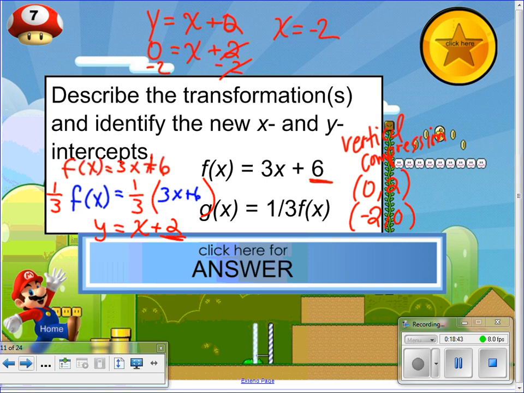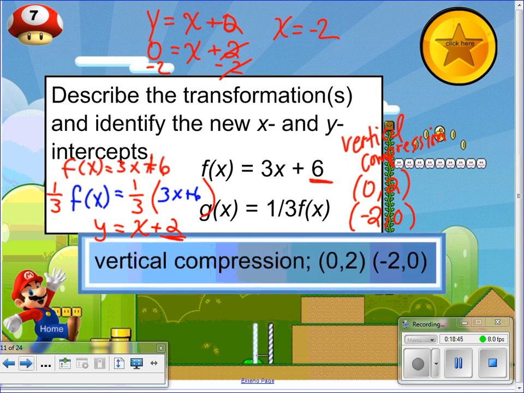So we have a vertical compression, because the number was on the outside and it's a fraction. The y-intercept, when we changed the equation, went to (0, 2), and the x-intercept became (-2, 0).